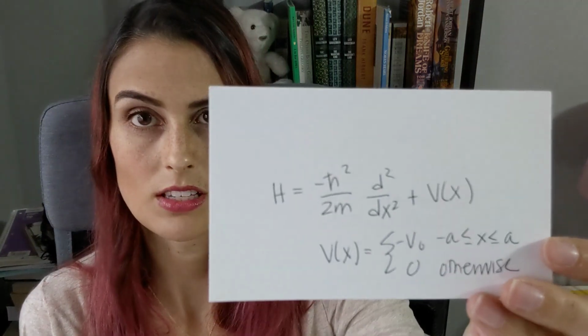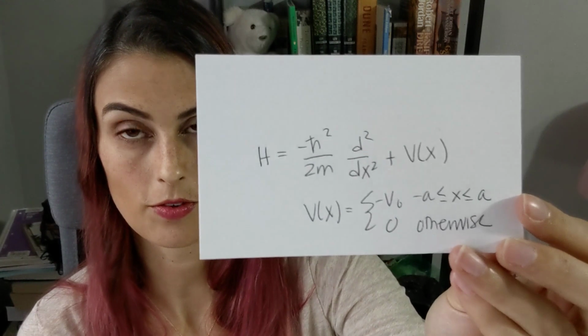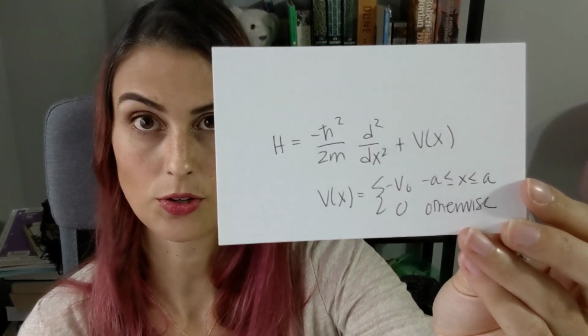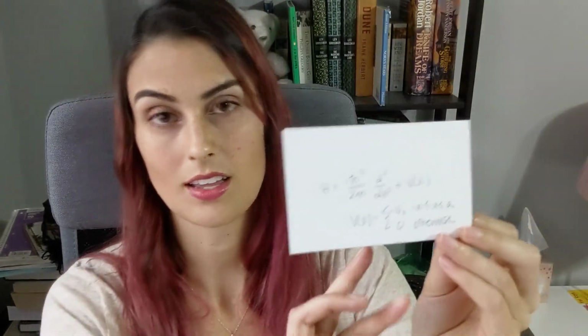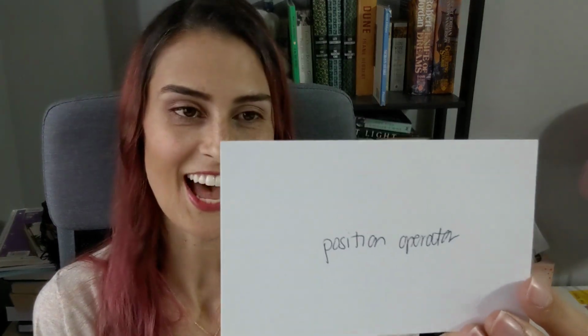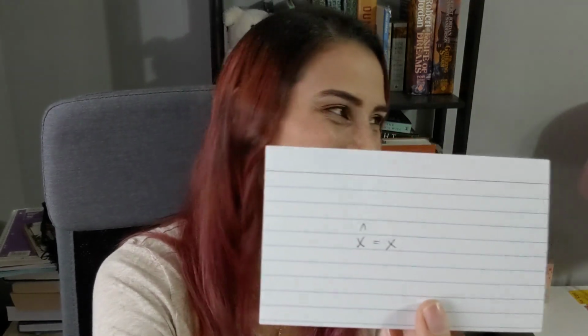Okay, here's another Hamiltonian to recognize. So this is H equals negative h bar squared over 2m, second derivative with respect to x plus V of x, where V of x equals some negative value between negative a and a, and otherwise is 0. And so this is the Hamiltonian for a finite square well, as opposed to an infinite one. The position operator x hat equals x. This might be one of my favorite note cards. I can actually remember that one.